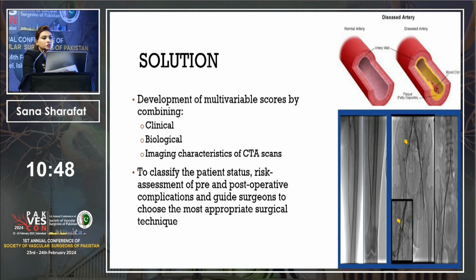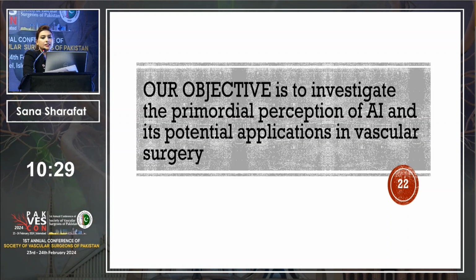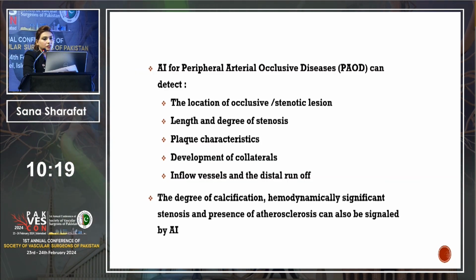So we wanted to develop a multivariable score by combining the clinical, biological, and the imaging characteristics of CT scans, and to classify the patient status, assess the risk of pre- and post-operative complications, and guide the surgeons to choose the most appropriate surgical technique. And this led to the development of our objective, and that was to investigate the primordial perception of AI and its potential applications in vascular surgery.